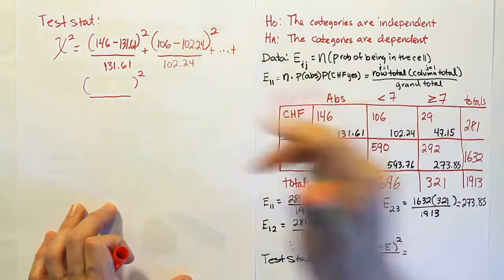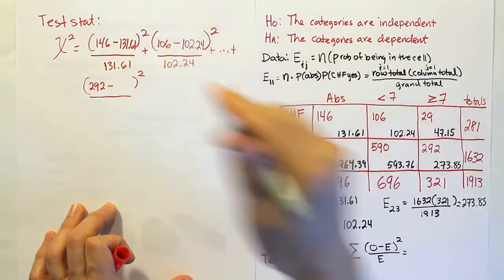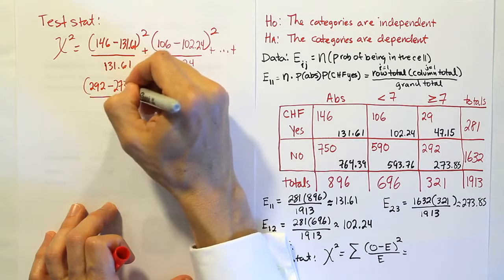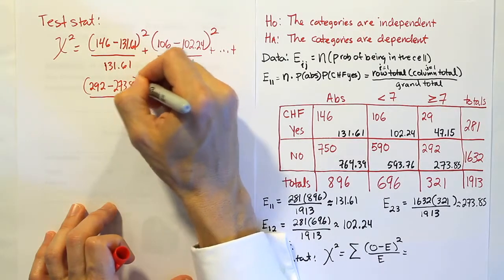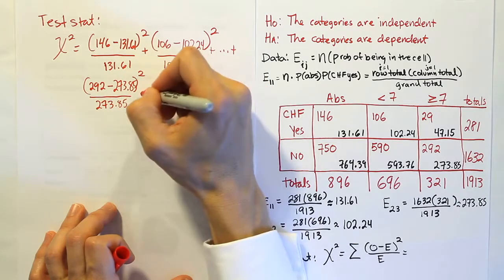The last one would be 292 minus the expected value of 273.85, and then divided by 273.85, right? And that will be approximately equal to, etc.